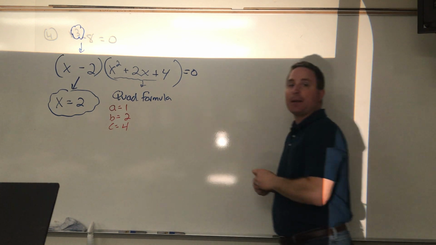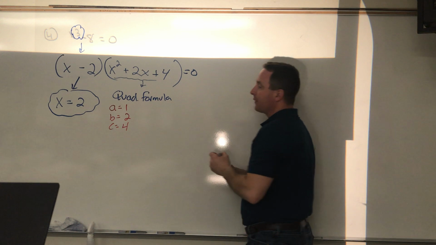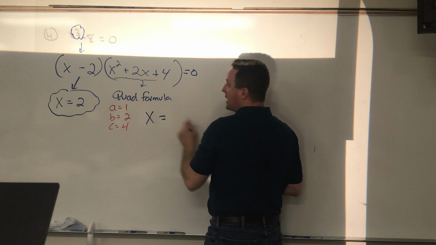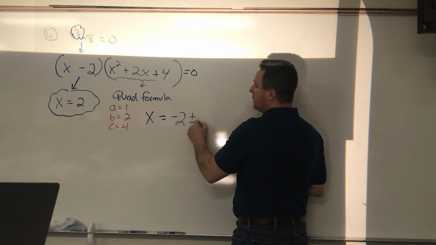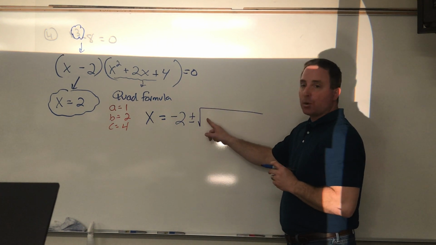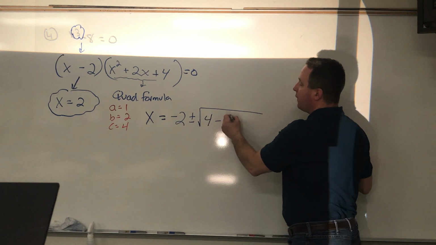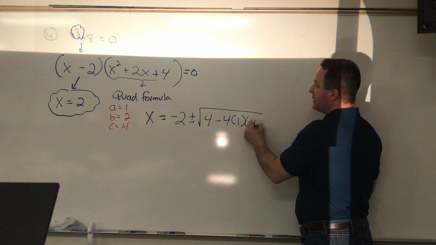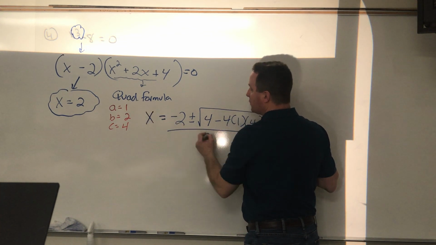Now you don't necessarily have to write that down. I realize a lot of you guys can do that in your head. Okay, but here's the quadratic formula. x equals the opposite of B, so negative 2, plus or minus the square root of B squared. 2 squared is 4. B squared minus 4 times A times C, all over 2A, and 2 times 1 is 2.